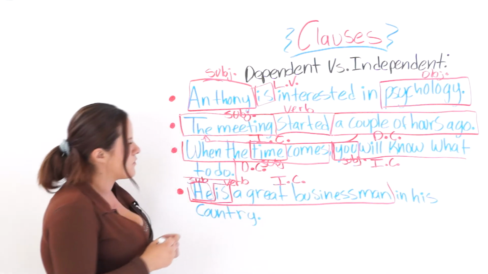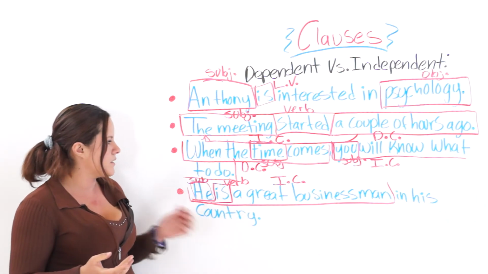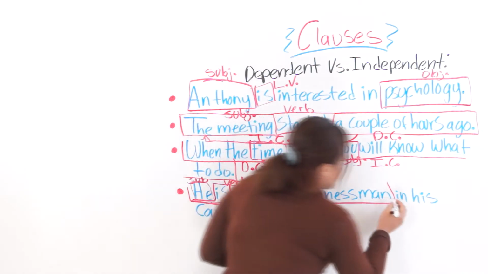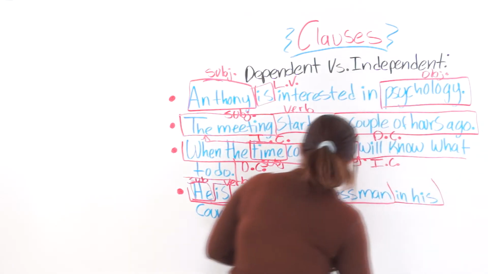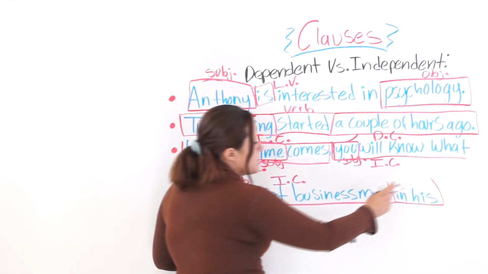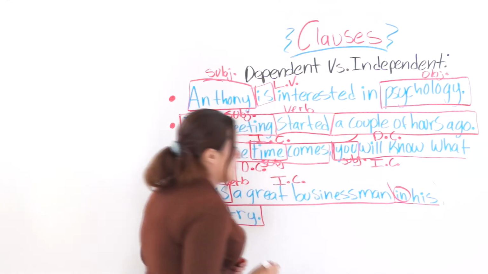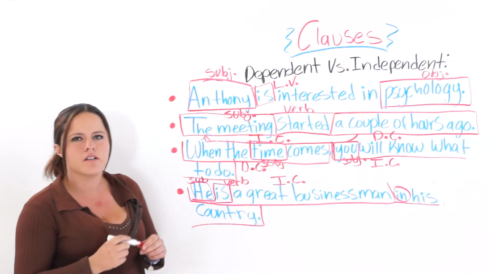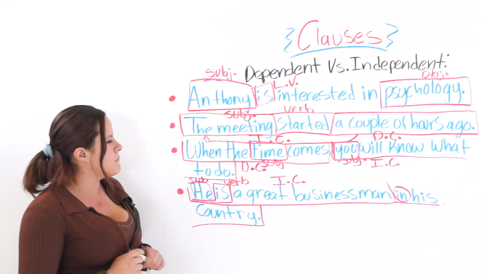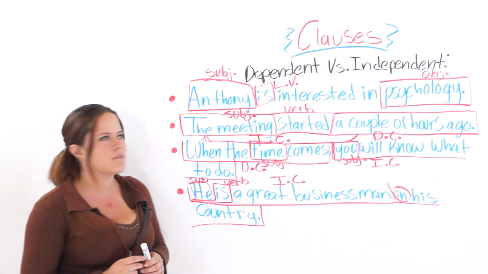The rest of the sentence, in his country, is a prepositional phrase. Why is it a prepositional phrase? Because we are using a preposition, in his country. So that is a prepositional phrase. He is a great businessman, independent clause, in his country, prepositional phrase.